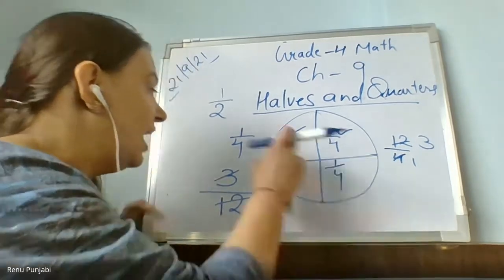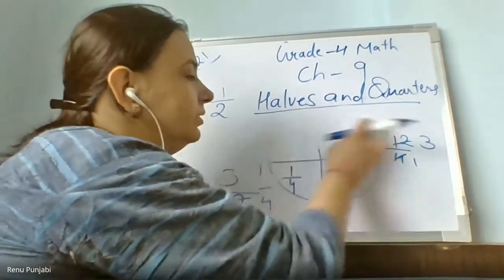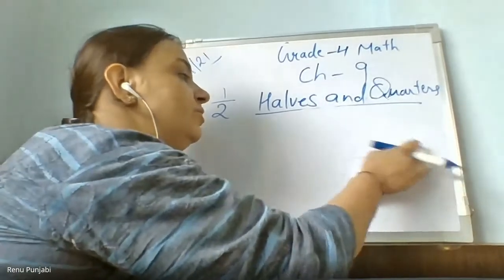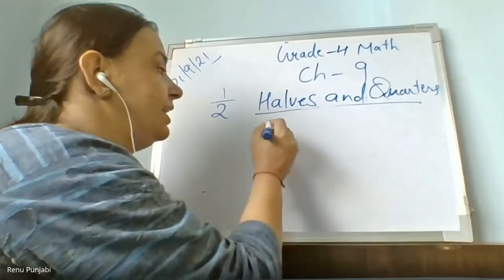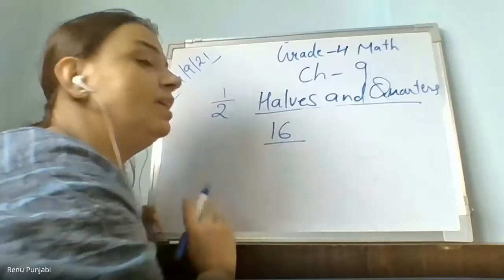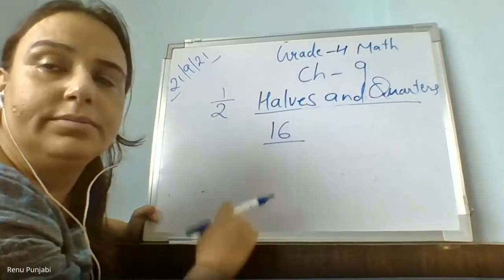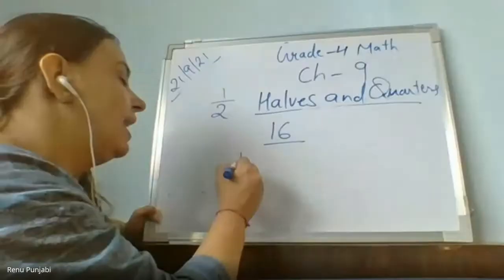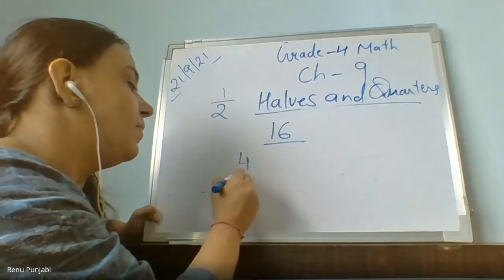Now, if you have 16 spoons and you want to distribute quarter spoons to each friend, how many spoons will each one get? Ma'am, how many spoons you said? It's written on my board. Ma'am, 8 spoons. 8 will be the half. Quarter I'm telling. No, ma'am, they will get 4 spoons. And how do you write the fraction? 4 upon 16.